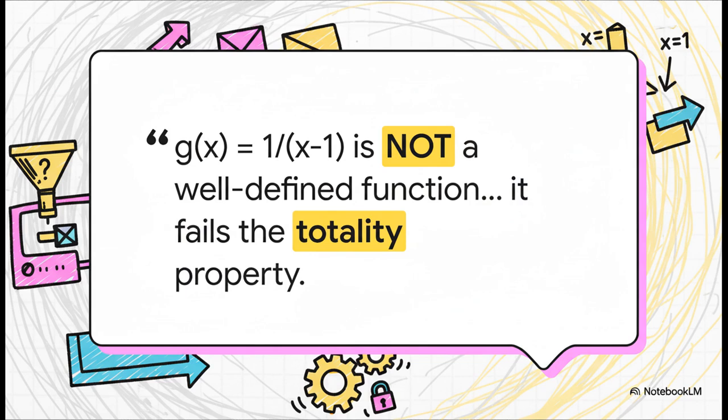So what happens if we break this rule? Let's take a look. Imagine our machine's rule is g of x equals 1 divided by x minus 1, and we tell it the domain is all real numbers. Okay, so what happens when we try to feed it the number 1? Well, we get 1 divided by 0 and boom, the machine just jams. It completely freezes. It has no output for that input, so it fails the totality test. It's not a well-defined function, at least not on that domain.